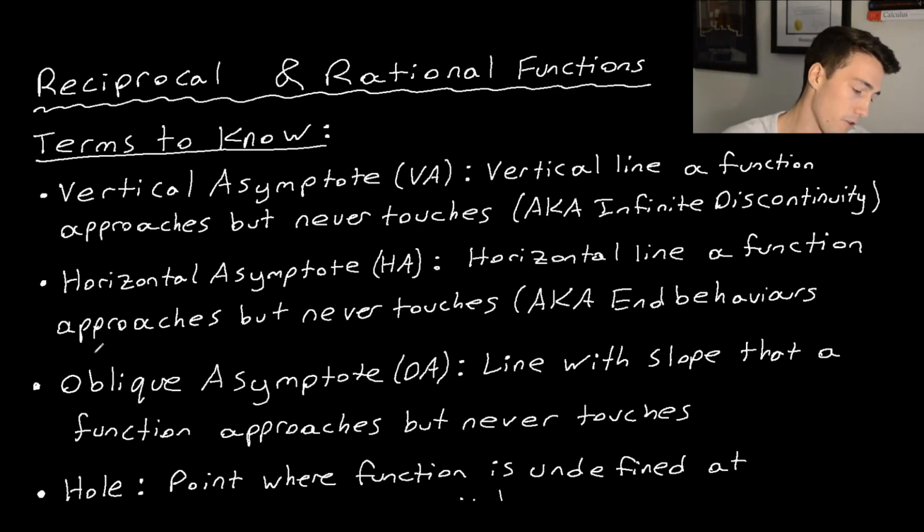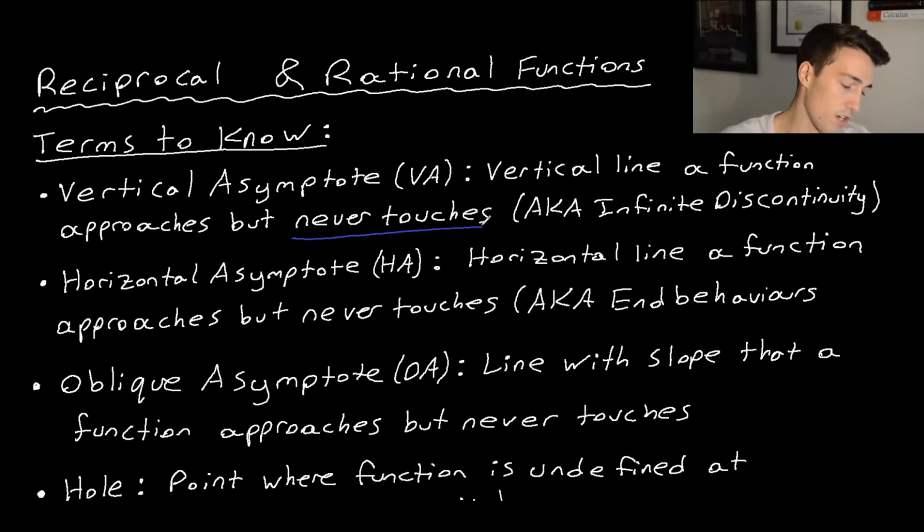Alright, before we go over what the difference between a reciprocal or a rational function is, I want to go over some terms that we're going to need to know before we start diving into those definitions. So here we have a vertical asymptote, and that really refers to a vertical line on a function or on a Cartesian plane that a function approaches but never touches. So that's important right there. It actually never touches this point, but it goes to that point. This is also known as an infinite discontinuity.